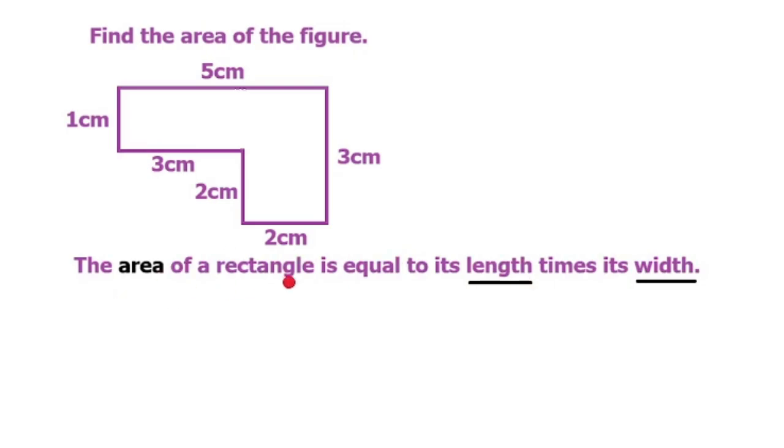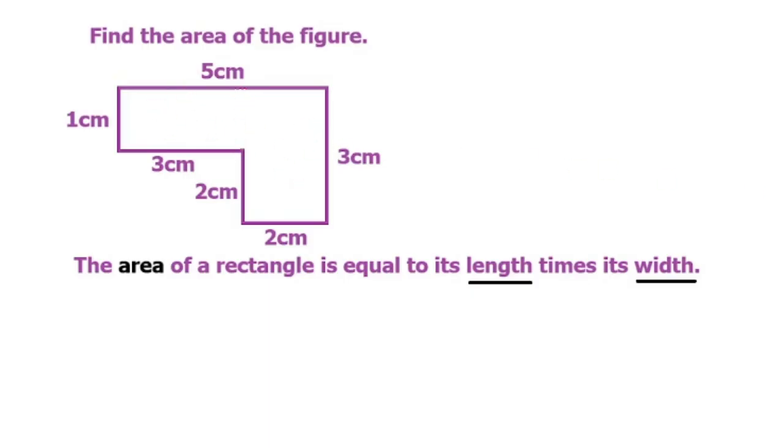The area of a rectangle is equal to its length times its width. We could see here that there's two rectangles. This is just two rectangles joined together. You could either look at it this way, having one big one here and then this smaller one, or you could divide it up this way, so then have this one and then this one.